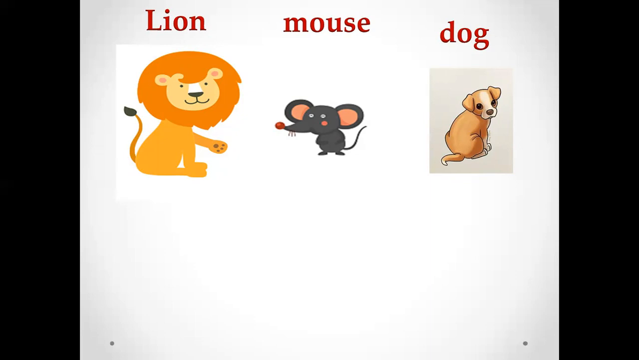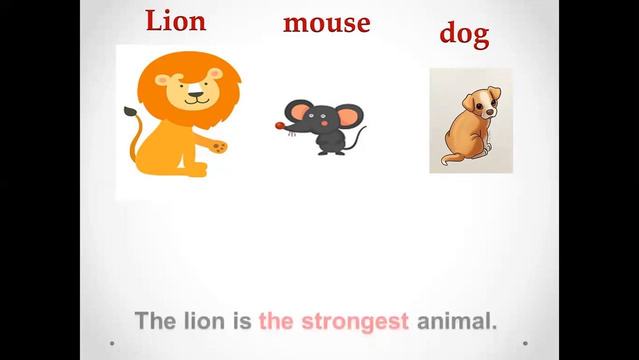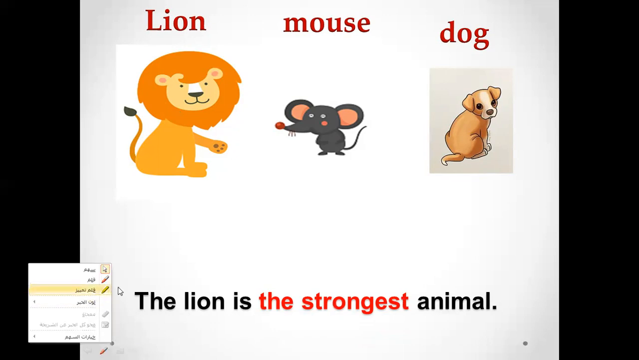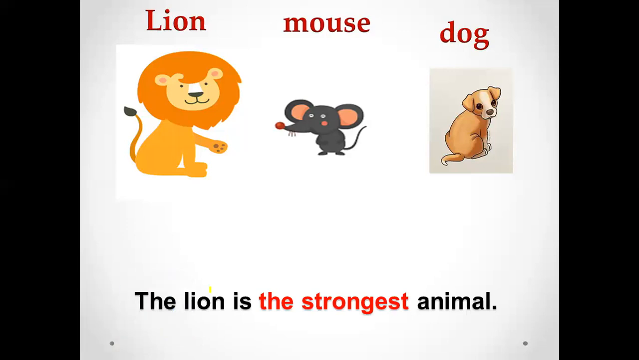Okay, if I'm going to ask you a question. Which animal of them is the strongest? Excellent. It is the lion. The lion is stronger than the mouse and stronger than the dog. So the lion is the strongest. I want you to look at the red two words. The strongest. This is superlative. I'm going to ask you a question. Is the adjective strong short or long? Strong. Excellent. It is short.